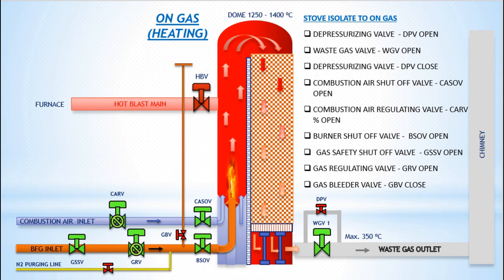Stove on gas to isolate. Gas regulating valve close. Burner shut-off valve close. Gas bleeder valve open. Gas safety shut-off valve close. Combustion AIR regulating valve close. Combustion AIR shut-off valve close. Waste gas valve close.